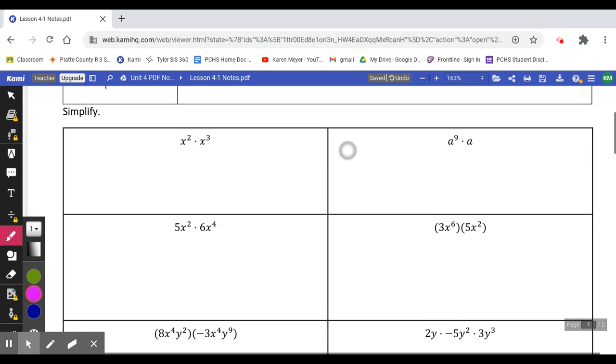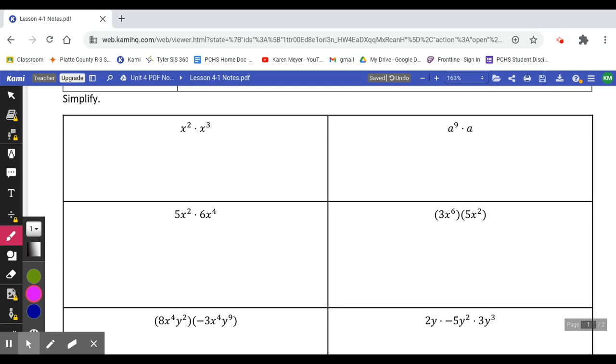So let's try some. So on my first example here, we have x to the second times x to the third. Well, they would have magic little coefficients of 1, and 1 times 1 is 1, which you don't have to worry about writing. And then for your exponents, you add them together. So 2 plus 3 would give me x raised to the 5th power. Okay, going across.